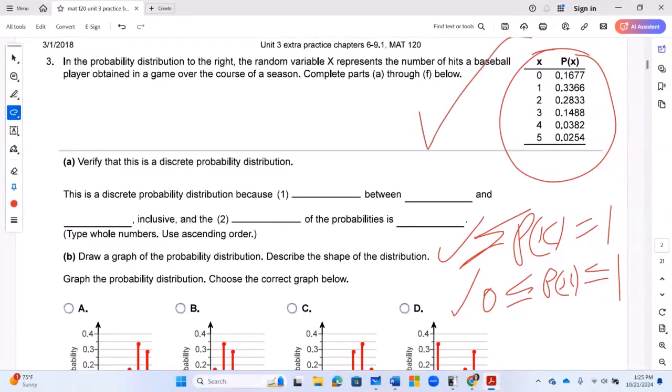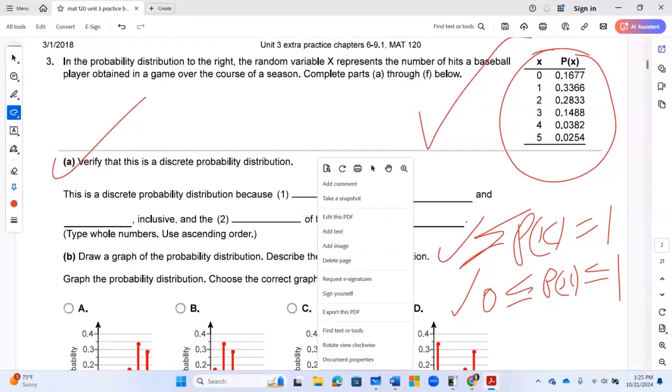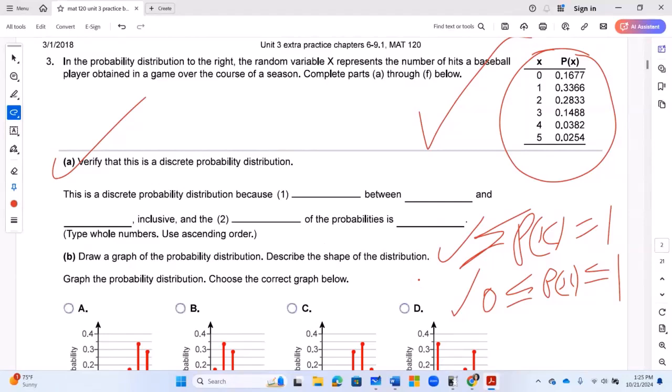Therefore, this distribution is a probability distribution, because that's the question. The question says verify this as a discrete probability distribution. So we can answer the question now. This is a discrete probability distribution because there is no negative probability, and the probability is between 0 and 1 inclusive. Okay. Draw a graph of the probability distribution. Describe the shape of the distribution.